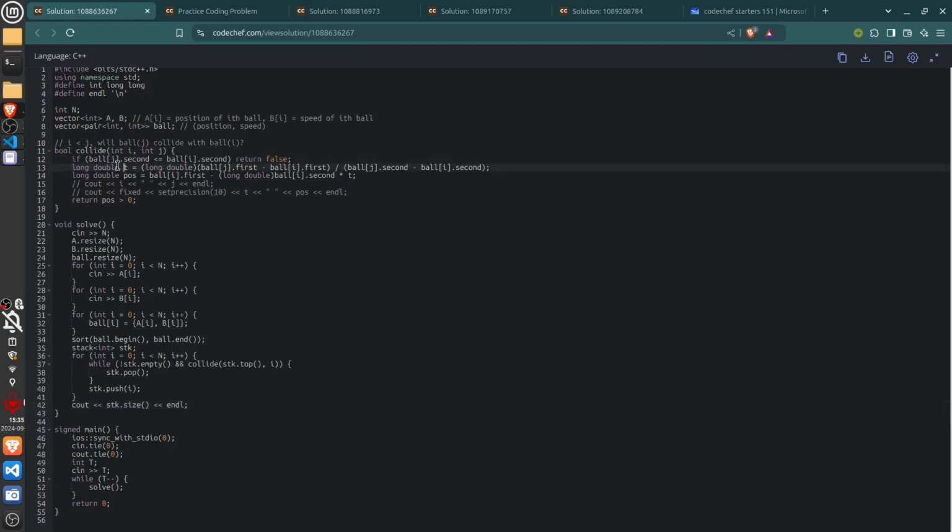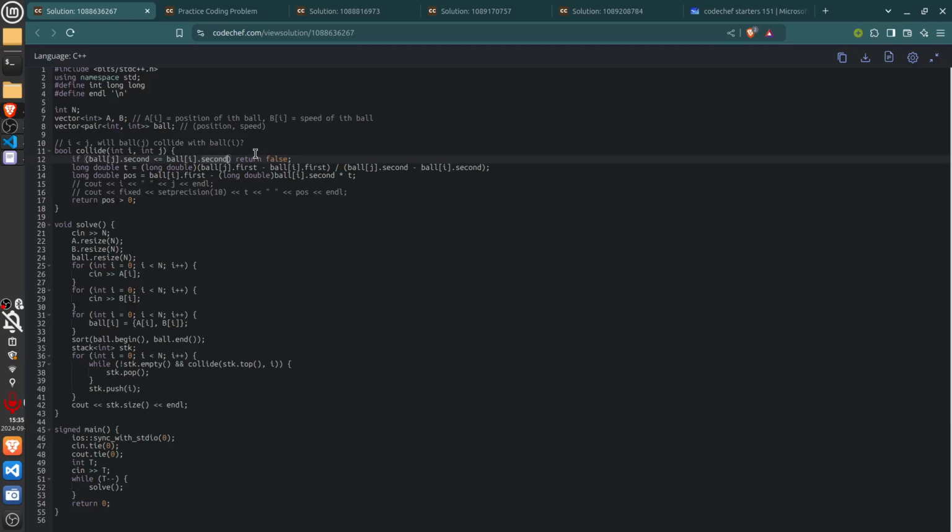And the collide function here is just going to be this Boolean that takes in i and j, where there's a specific pattern that i is guaranteed to be at an earlier position than j. That is, j is further from the origin. So first thing you have to check is the speed, right?